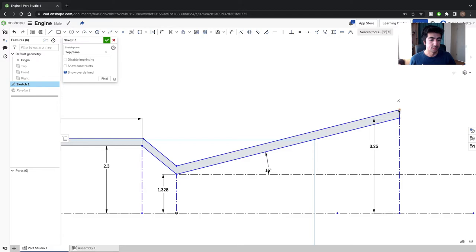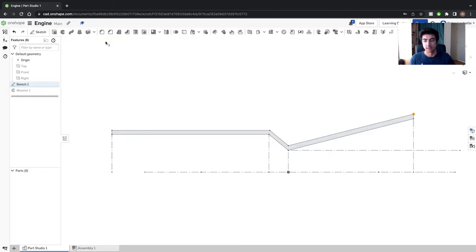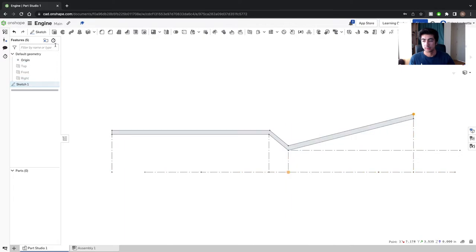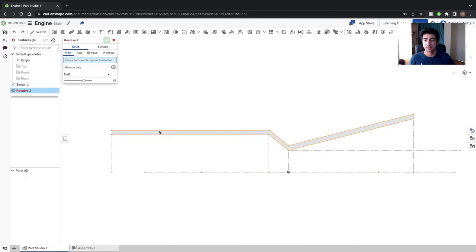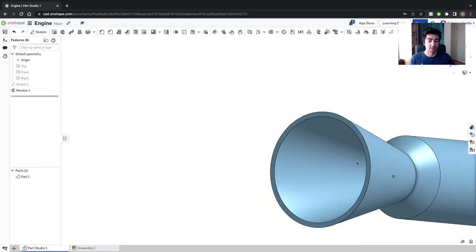Great. So you see that now we have a fully defined area that's shaded here, and this is the area that will revolve around the axis to get our full engine. So that's what I'll do next. This sketch is complete, and now what we'll do is actually revolve this area. We can choose this face, and then our revolution axis will be this line, the center of our engine. You can see by doing that, there you go, we can see our engine.